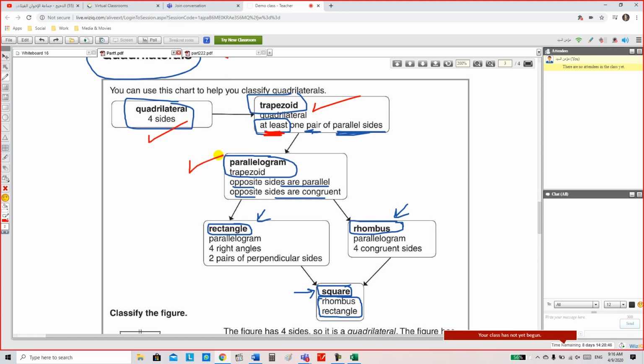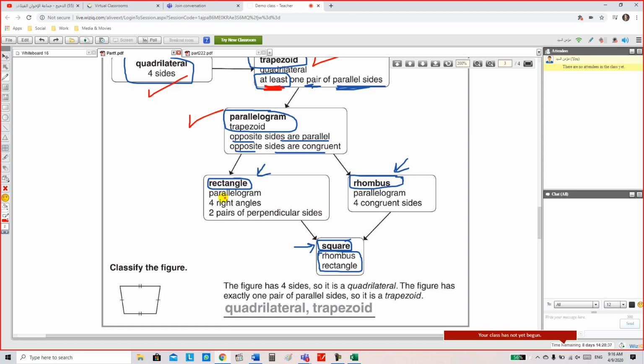Parallelogram, because we have two opposite sides parallel and two congruent sides. The next one, rectangle. We have four right angles and two pairs of perpendicular sides. Or we can write rhombus. We can write this or this. Rhombus, we have four congruent sides, four sides equal in length. The next one, square, and the last one. Square is a rhombus and rectangle, with the same properties of both of them. Rhombus and rectangle together make a square.